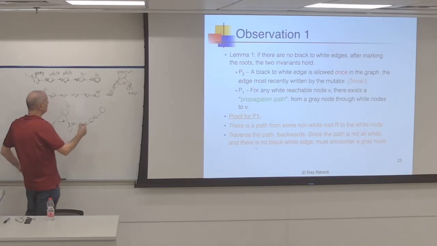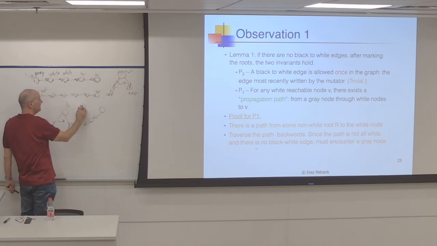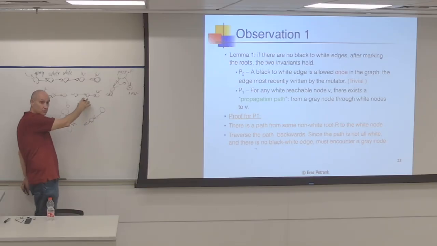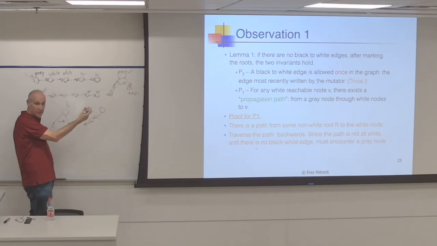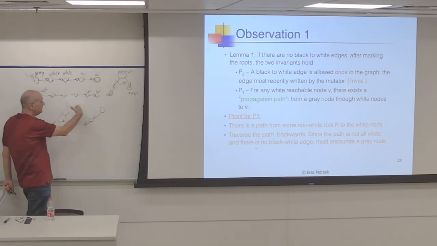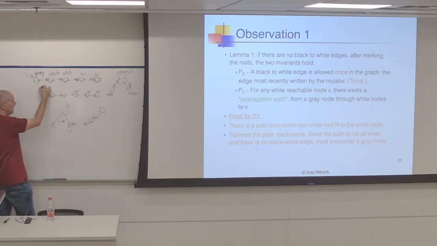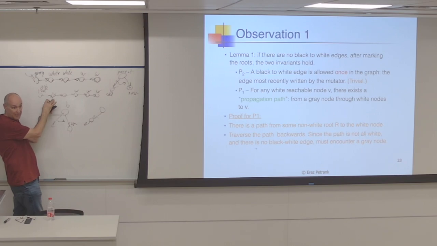So what do I do? I go back. Now I start going back, and so there's no black to white edge. So this could be either white or gray. If it's gray, then I'm done because I have a propagation path. If it's white, then I can continue, and I know the root has to be either gray or black. So if it's black, then this has to be gray or black.